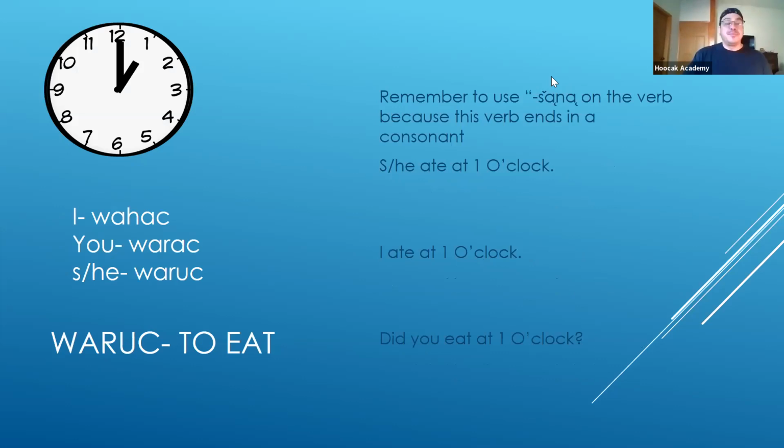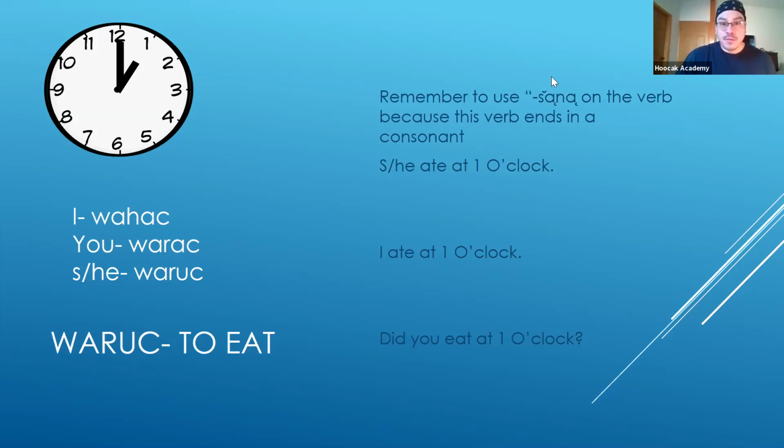Next verb. Notice the clock is different. It's 1 o'clock this time. We're going to use the verb WARUC, to eat, and underneath the clock are the verb conjugations once again. We have three sentences, but remember to use shana on the verb because this verb ends in a consonant. Ho Chunk likes to end in vowels. I don't know if that's why we add shana, but it's just the way it is. Pause the video and try to work out these sentences, and we'll see how you did.